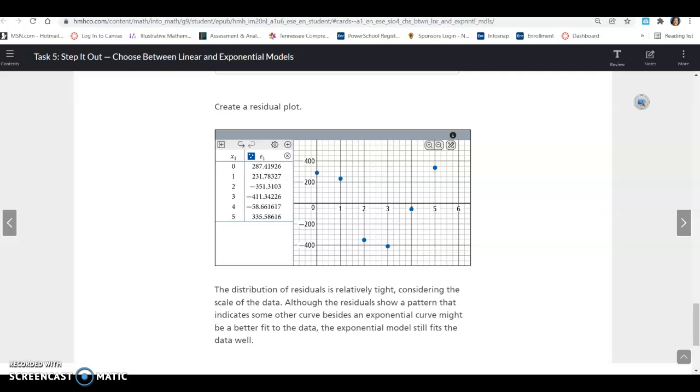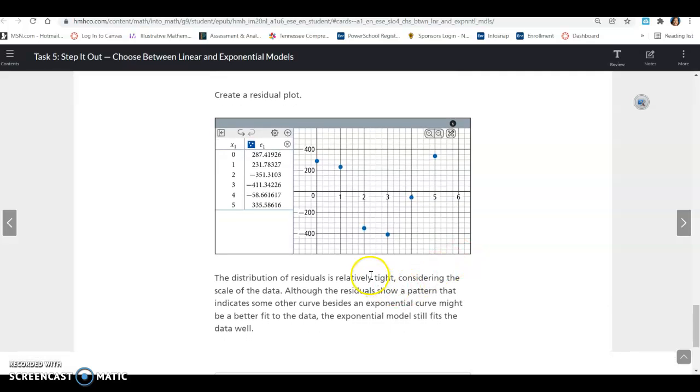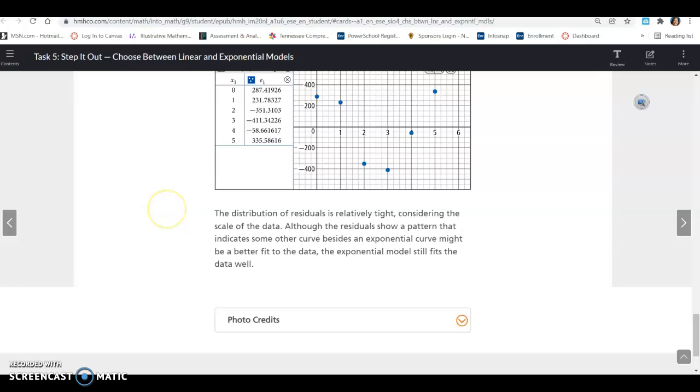All right, to create a residual plot. Remember, a residual plot is just, you want it to hover around 0. So you can see there's a few above and a few below, but these are kind of hovering around the 0 mark. So that means it is a good fit.